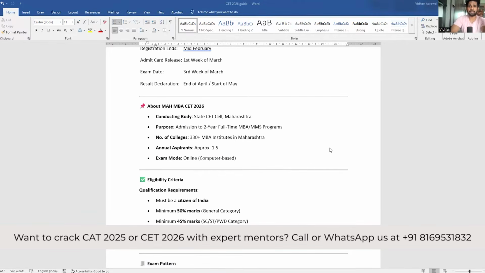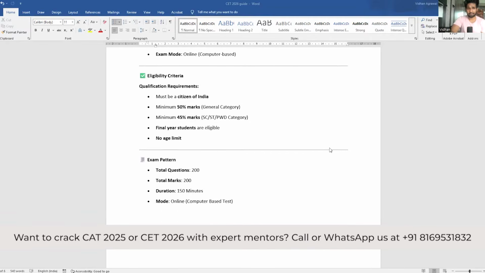About CET 2026. Who conducts CET? It is the State CET Cell of Maharashtra. Purpose: it is for 2 year MMS or MBA programs. There are 330 plus MBA colleges, MBA institutes or B schools, whatever you can call them. Around 1 to 1.5 lakh people appear for this exam, and the exam mode is online, but you have to go to the center and give the exam.